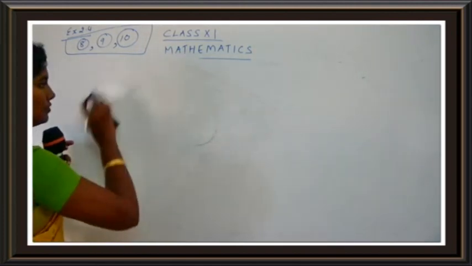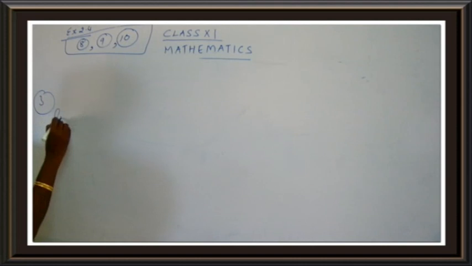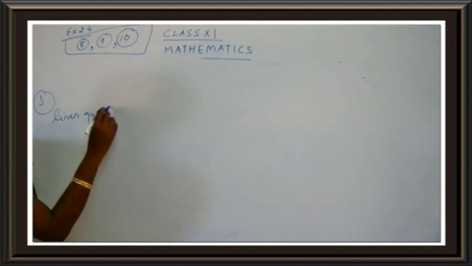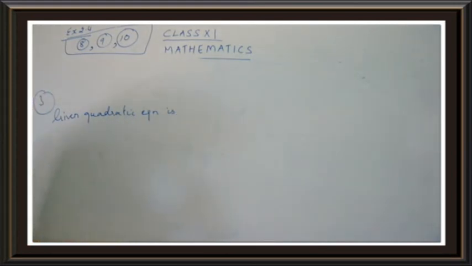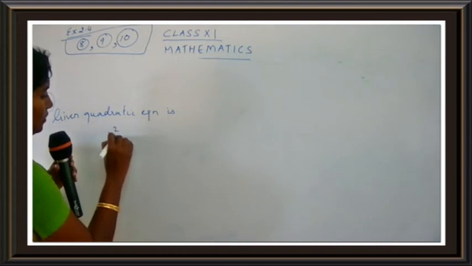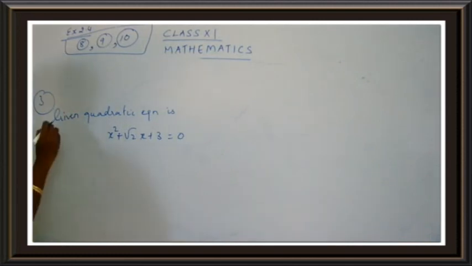So let's start with number 3. I hope you would have completed your third question. So let's move on to the answer part. Write down the statement. Given quadratic equation is x square plus root 2x plus 3 is equal to 0. Given quadratic equation is x square plus root 2x plus 3 is equal to 0.